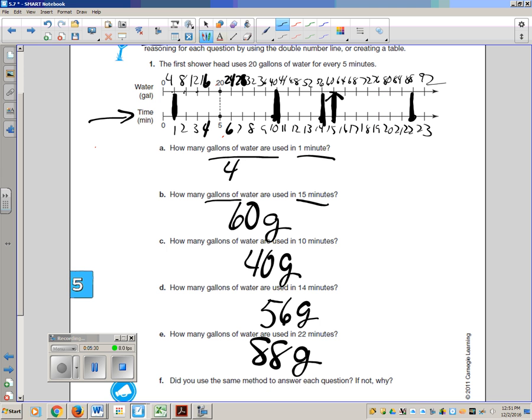And did you use the same method? Yep, pretty much. Looked at the time, drew it straight up. The 1 to 4 ratio, all of these are equal to the 1 to 4 ratio.